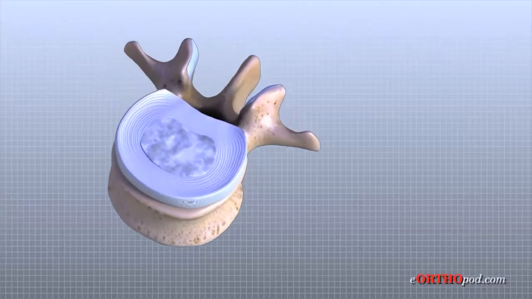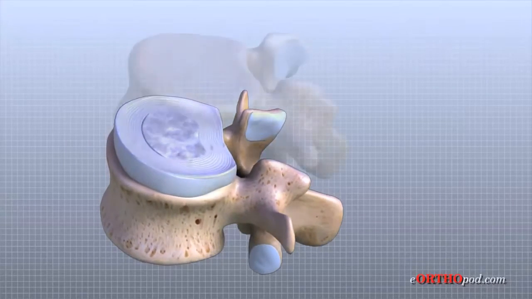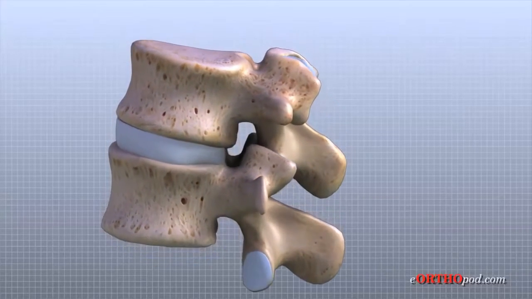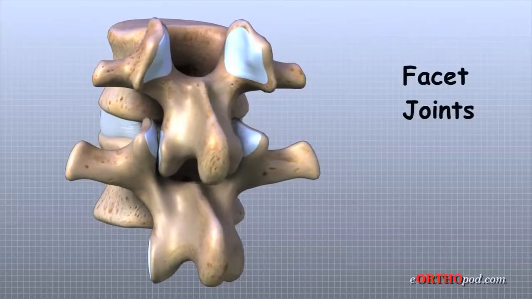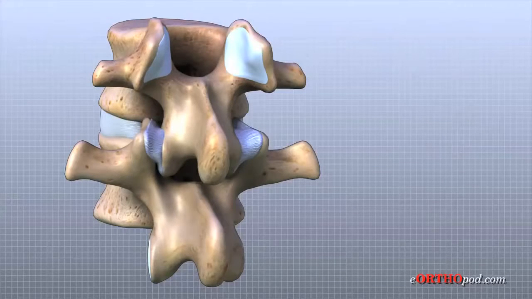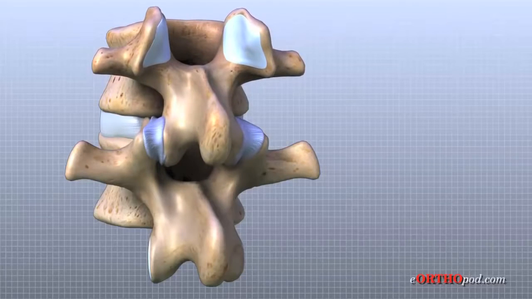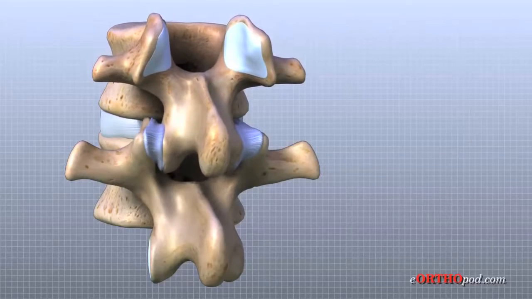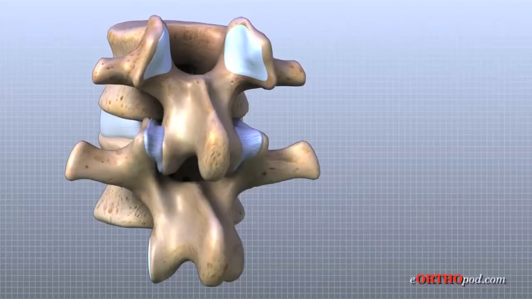Between the vertebrae of each spinal segment are 2 facet joints. The facet joints are located on the back of the spinal column. There are 2 facet joints between each pair of vertebrae, one on each side of the spine. A facet joint is a small bony knob that sticks out from the vertebral body at the back of the lumbar spine. Where these knobs meet, they form a synovial joint that connects the 2 vertebrae. The facet joints of the lumbar spine move together in a sliding motion as you bend forward and backward.